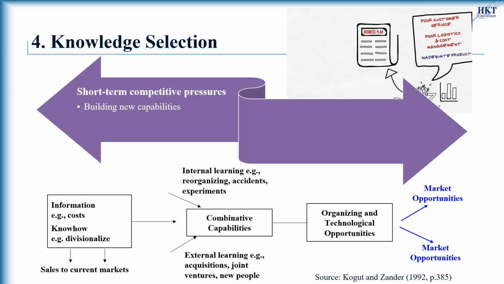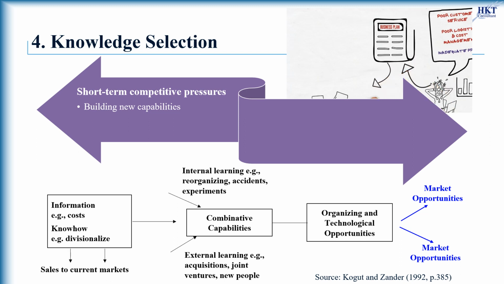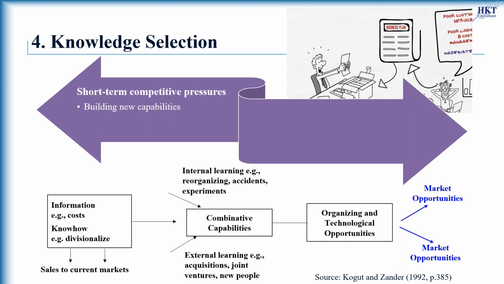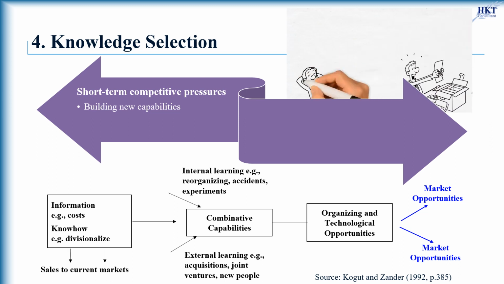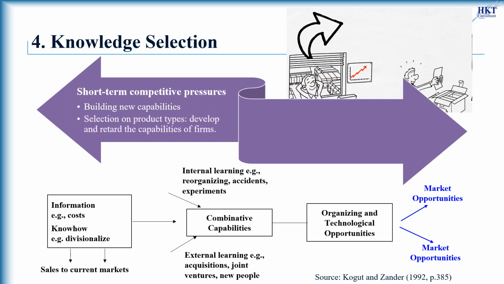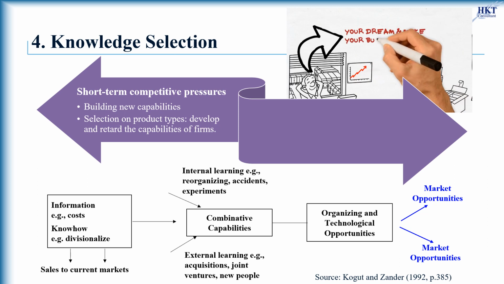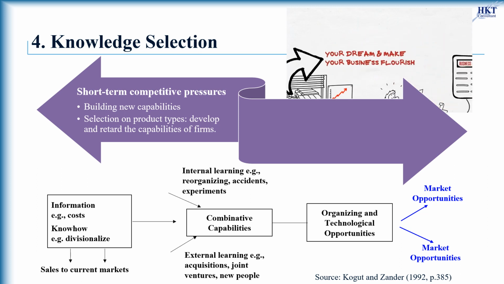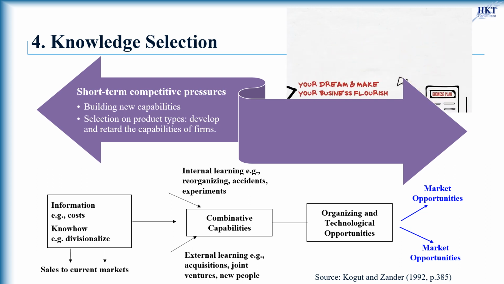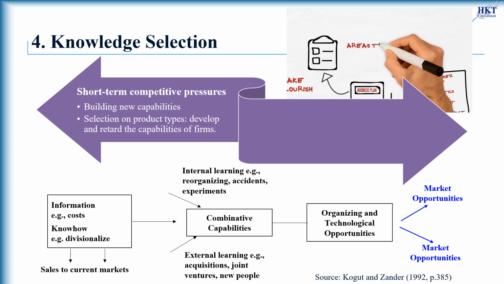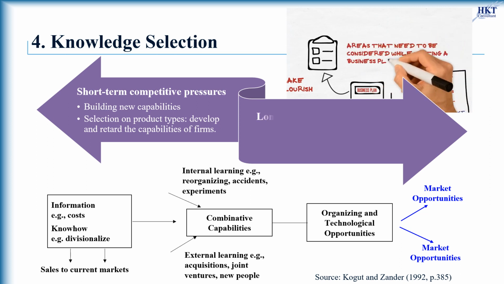Knowledge, no matter how resistant to imitation, is of little value if it results in products that do not correspond competitively to consumers' wants. Selection on product types acts to develop and retard the capabilities of firms. The ability to indulge in a forward-looking development of knowledge is strongly contingent on the selection environment.